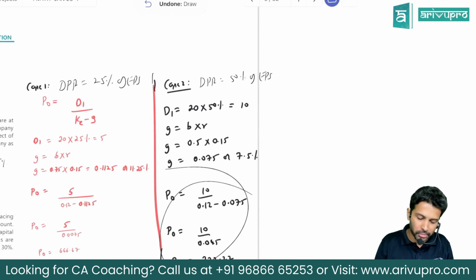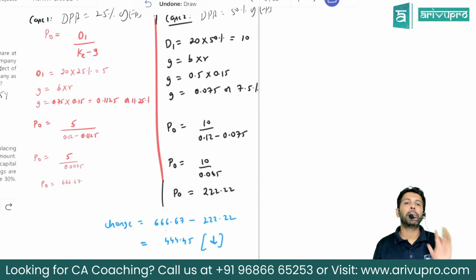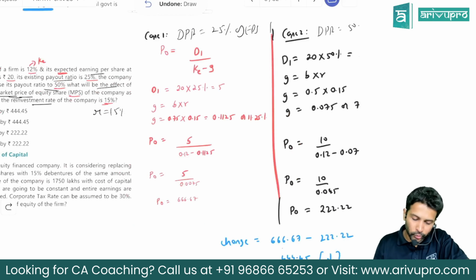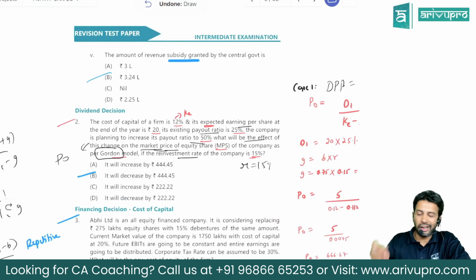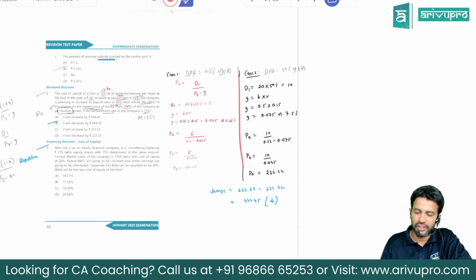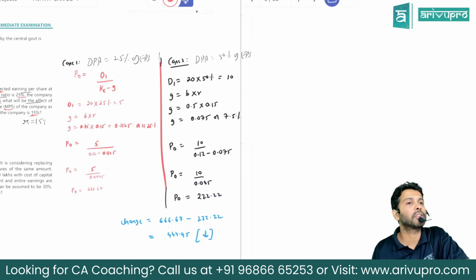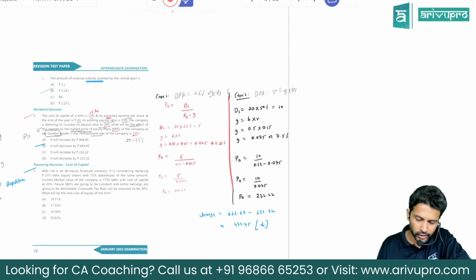Now plug in these numbers and you will get the price to be 222.22. From 666 it became 222. So the price increased or decreased by how much? 444.45. So which option has 444.45? Decrease. B is the right option for this. A very straightforward case. I've solved it for you quickly, just to be on the safer side. Done now? Yes, sir. Okay.